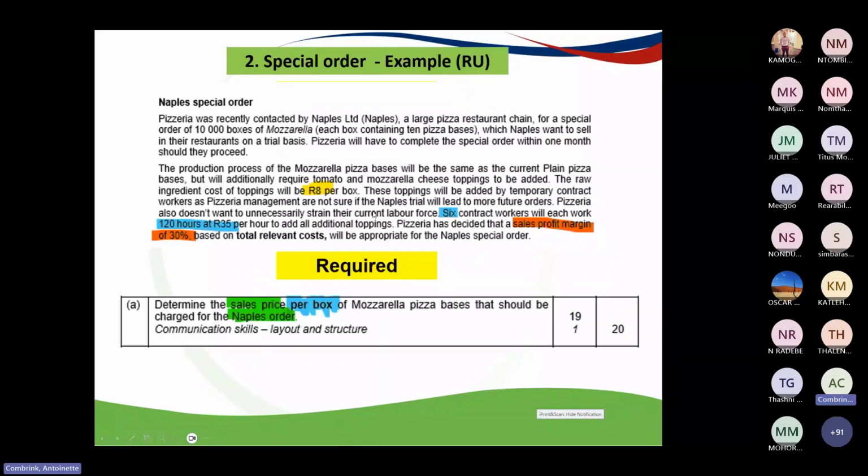So the first question, I'll go back to the previous section. This question that we're going to do, part A, says determine the sales price per box. Sorry, the question says, I'm just going to repeat that: determine the sales price per box of mozzarella pizza bases that they should charge for the Naples order. So even just from looking at the required, I can think, okay, it's a sales price, likely for a special order.